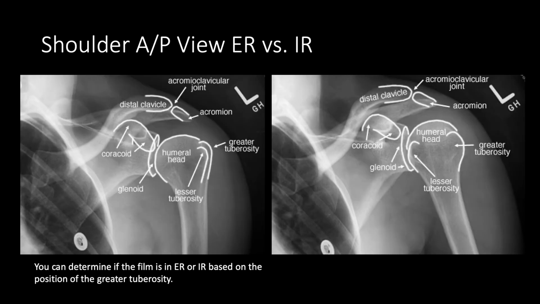So here's a comparison view: you can see the external rotation here, the internal rotation here, using the lesser tuberosity or tubercle as the indicator here.